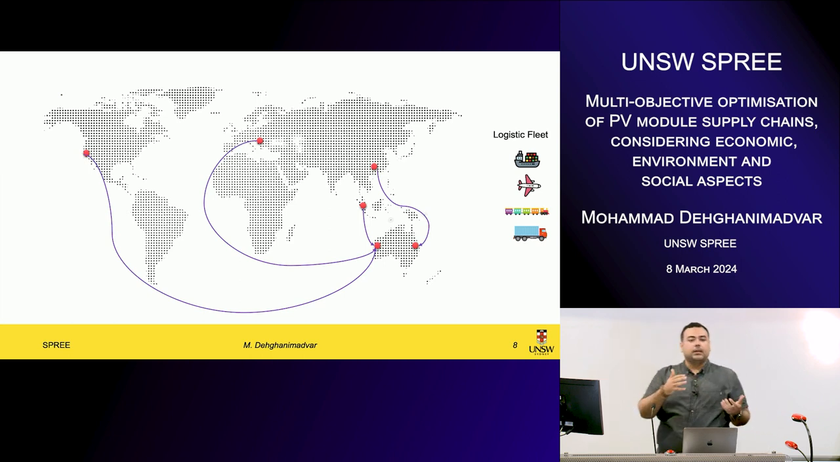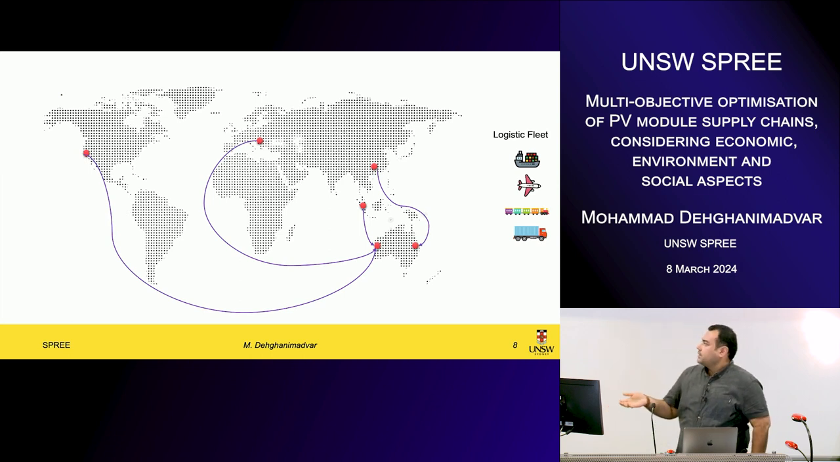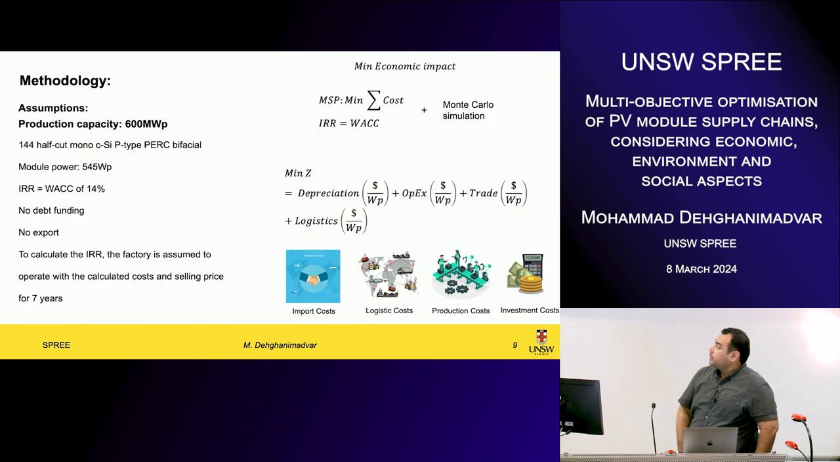And there is, again, different types of transportation. Should we use ship? Should we use train? What happens if we use train? What are the best practices in terms of cost? Let's just start with economic optimization.